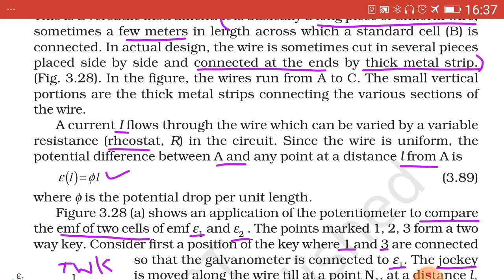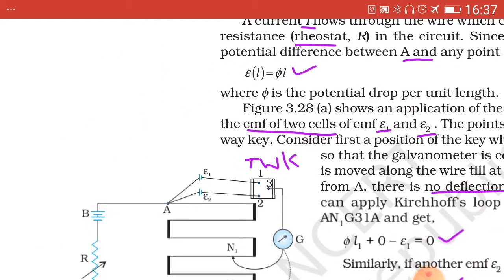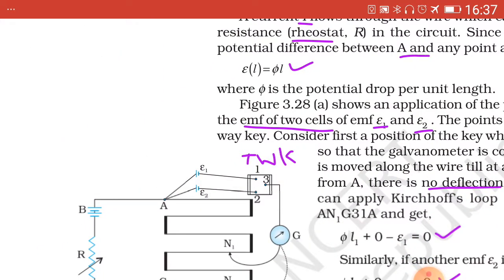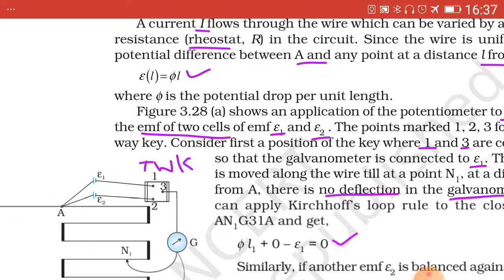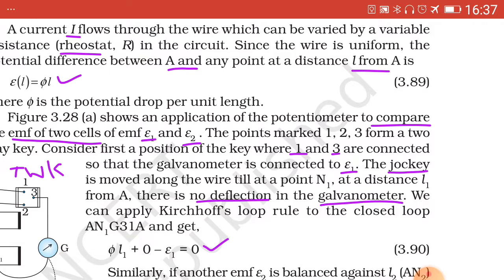Now to compare the EMF of two cells of EMF E1 and E2, we consider first a position of the key where 1 and 3 are connected, so that the galvanometer is connected to E1, terminals 1 and 3 of the two-way key. Here you can refer to the 1 and 3 terminals of the two-way key connected to E1. And we obtain the null point length, that is no deflection in the galvanometer.